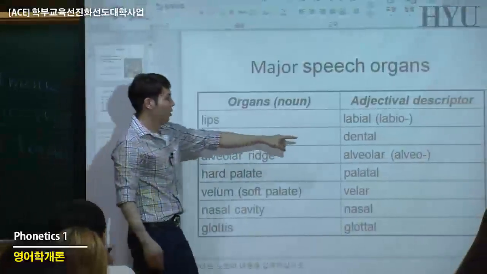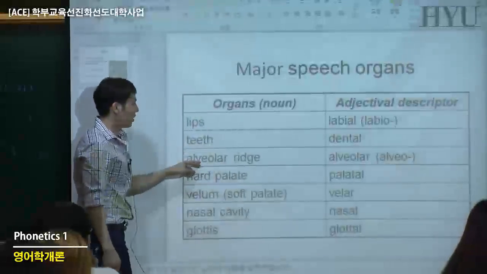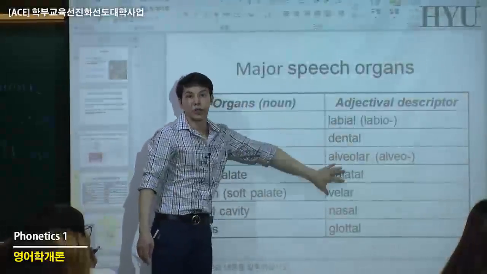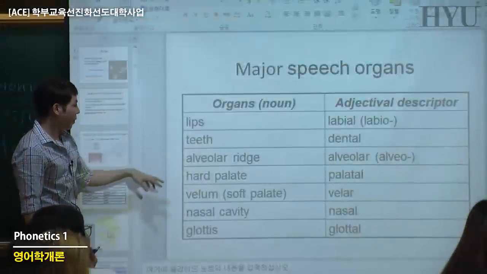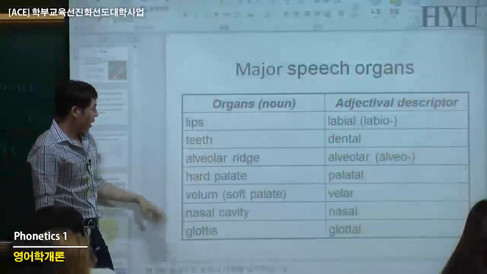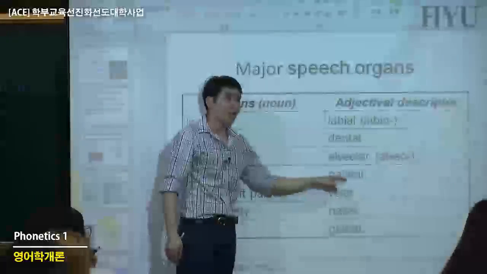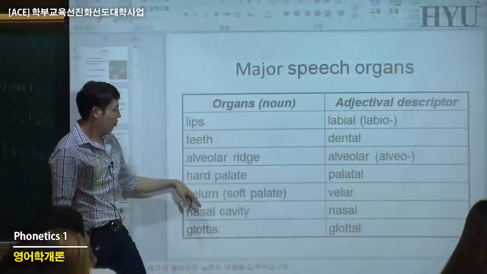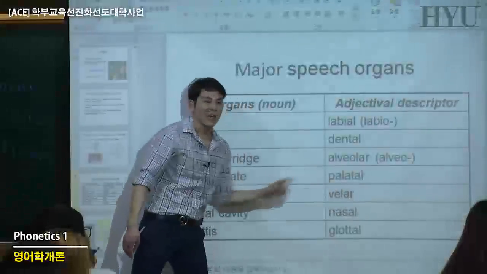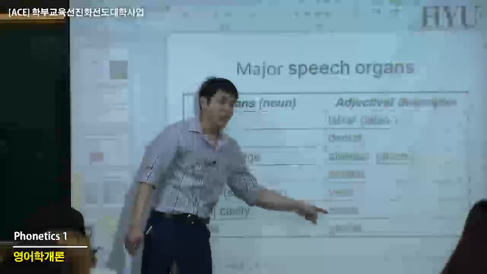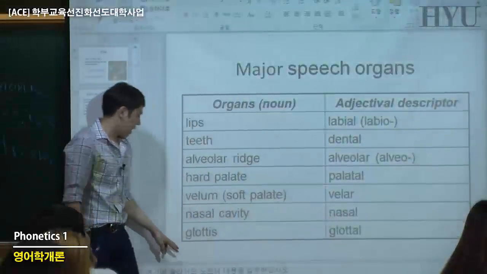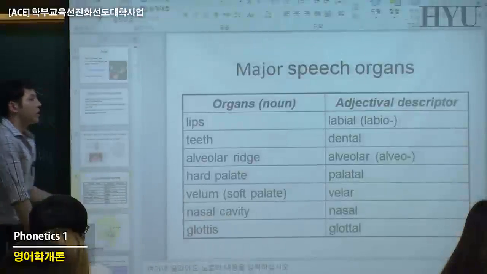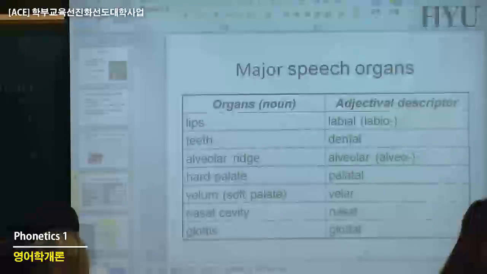And then teeth, we use dental, right? And alveolar ridge, you use alveolar or alveo. So these are adjective forms you use to describe something, okay? These are the noun forms. Hard palate, you just say palatal, you add the al. And then the velum, you call velar. The ar is adjective. Nasal cavity, you just call it nasal. And then glottis, you do it with the al ending. So these are the terms that you should be familiar with.